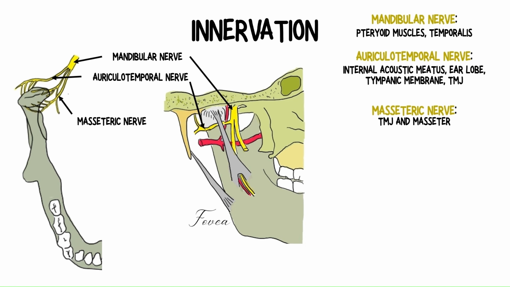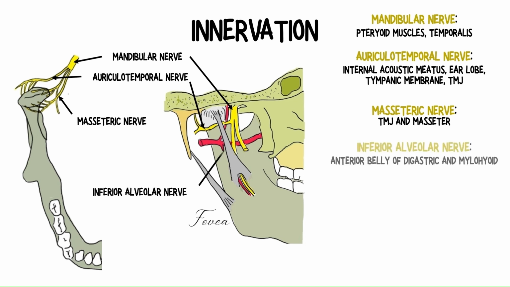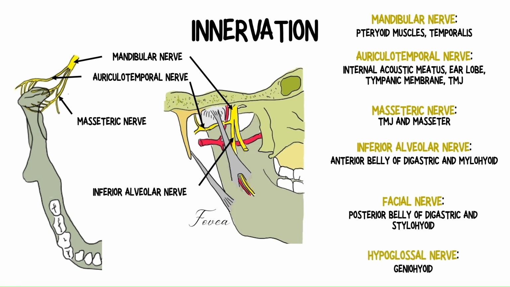Secondary muscles. The anterior belly of the digastric and mylohyoid are innervated by the inferior alveolar nerve, a branch of V3. The posterior belly of the digastric and stylohyoid are innervated by the seventh pair of cranial nerves, the facial nerve. The geniohyoid is innervated by the hypoglossal nerve, the 12th pair of cranial nerves.